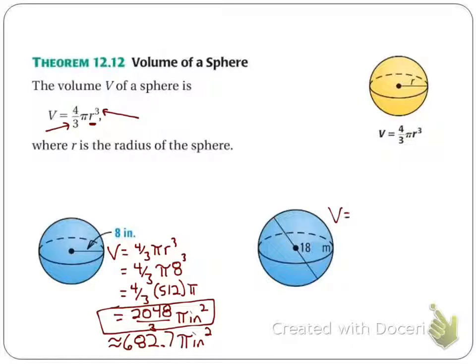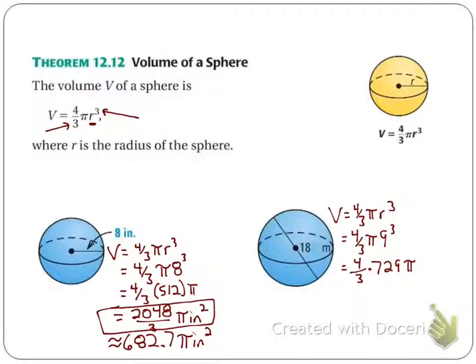Volume here is 4/3 pi r cubed. This time our radius is still 9. It's not 18. Don't want to accidentally choose 18. 18 is a diameter. So if we do 9 to the third, we get 729. So 4/3 times 729 pi.